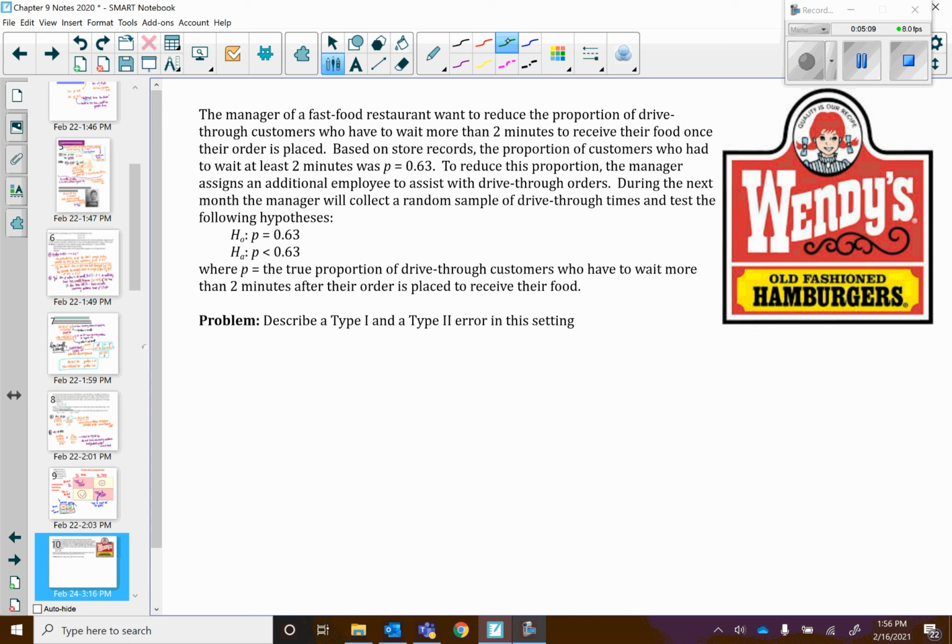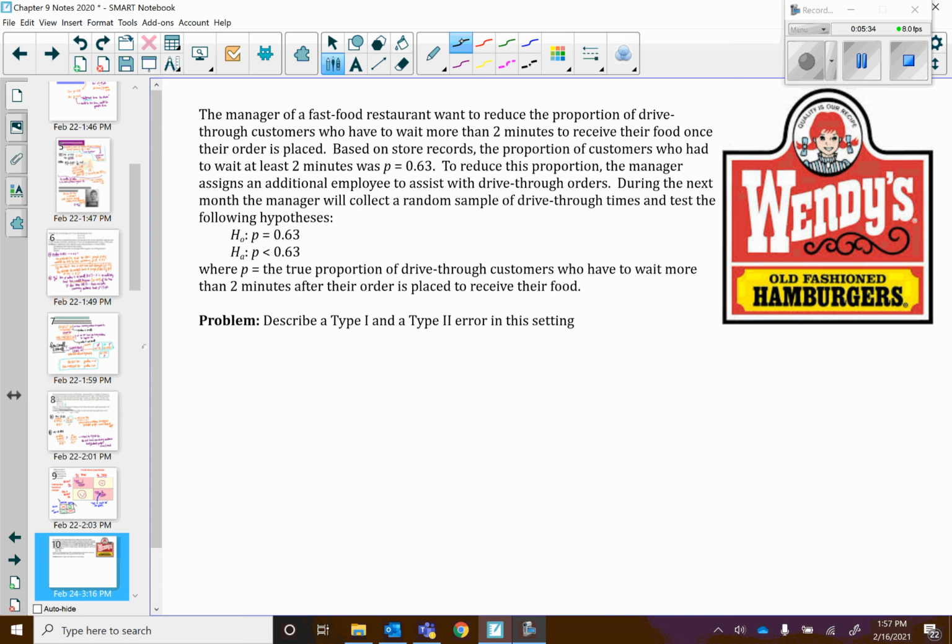During the next month, the manager will collect a random sample of drive-through times and test the following hypotheses: that the true proportion is 0.63, or that the true proportion has gone down. He is hoping that by adding an additional person, the amount of wait time at that drive-through will go down. Where P is the true proportion of drive-through customers who will have to wait more than 2 minutes after the order is placed to receive their food.